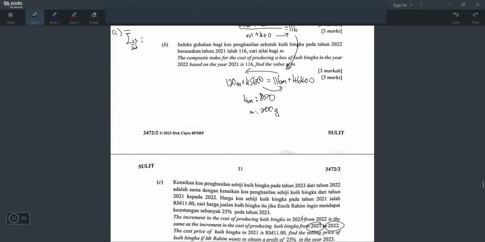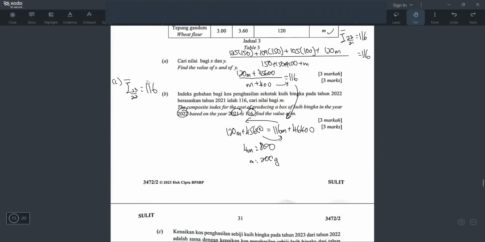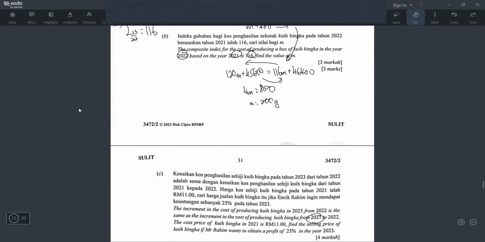So the increment from 2022 to 2023 is the same as the increment from 2021 to 2022. Means the composite index from 23 to 22 is the same as the composite index for 21 to 22, and the 21, 22 composite index is given here already. 21, wait, why I cannot write? 21 and 22 is 116, so the 23 and 22 also 116, right? Okay, here 22 over 21 is 116, 23 over 22 also 116. They are the same.